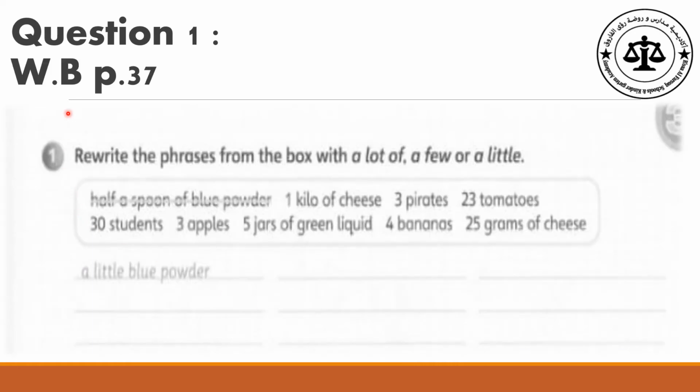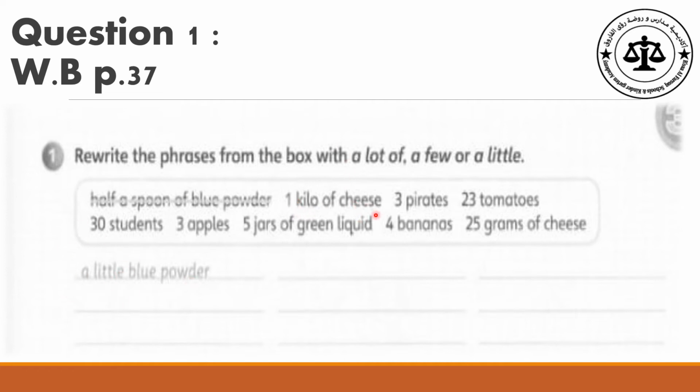Now let's move to your workbook, page 37. Let's start with question number 1. Rewrite the phrases from the box with a lot of, a few, or a little. Like number 1. We have half a spoon of blue powder, so we use a little blue powder. Powder is an uncountable noun, so we use a little.